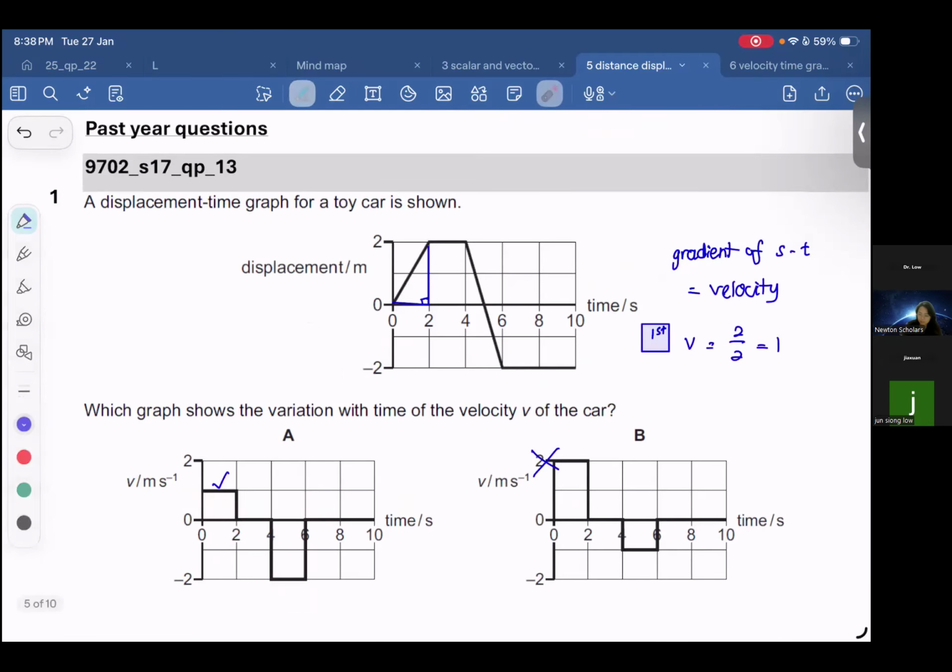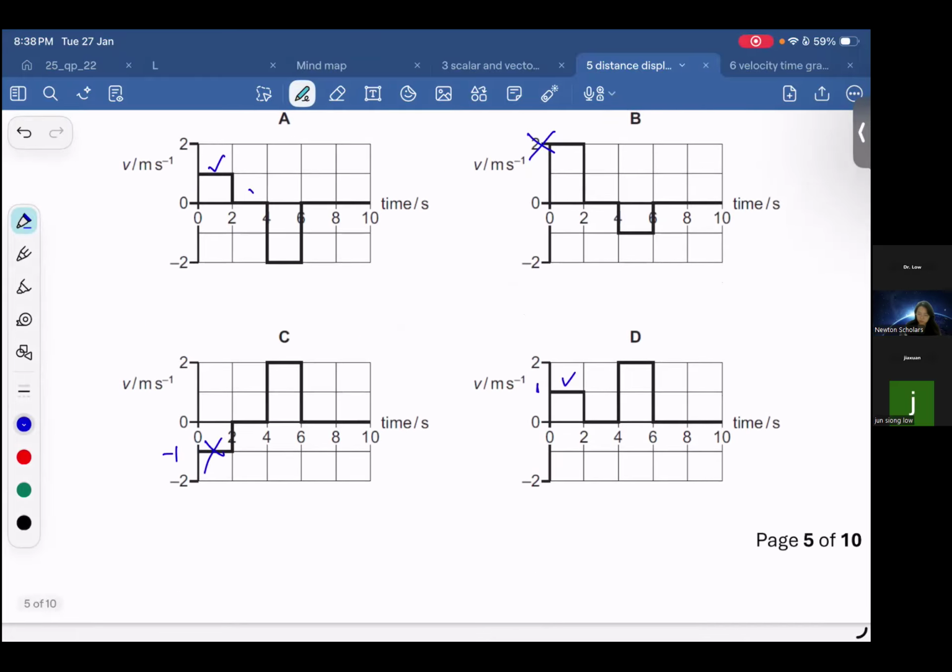So here, what is your gradient for the second section? 0. Yes. Second part is 0 because if you use 2 minus 2 divided by 2, here is actually no gradient. 0. So here, in the second section, the velocity should be 0. So this one is correct. This one also correct. Okay, these two are correct.